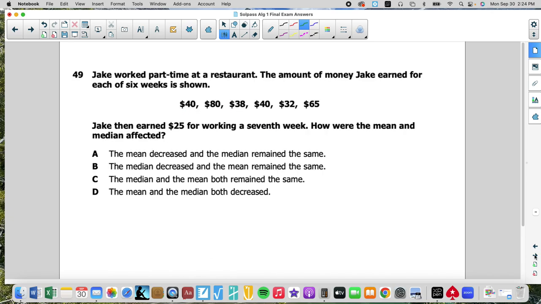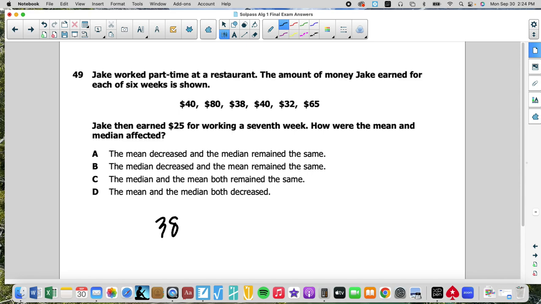Jake worked part-time at a restaurant. The amount of money Jake earned for each of the 6 weeks is shown. Jake then earned $25 for working a 7th week. How were the mean and median affected? Well, that doesn't sound great. Earn 25 bucks. That's going to decrease the mean. The mean is decreased and the median remains the same.